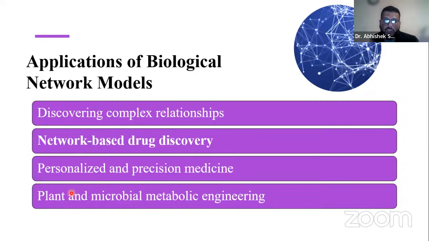We do it in two ways. I always say that data science in biology always gives rise to two directions. One is AI/ML based approaches, and another one is systems biology based approaches. So I'm talking wholly about systems biology approaches today, right? So plant and microbial metabolic engineering, personalized and precision medicine, network based drug discovery, discovering complex relations, etc.